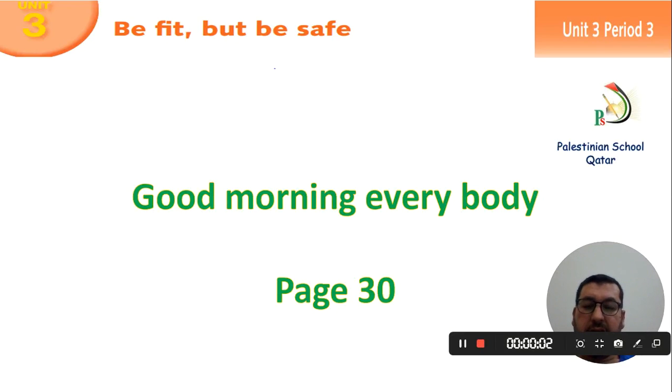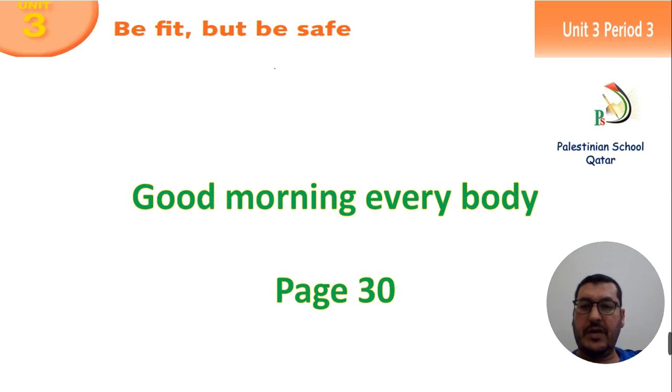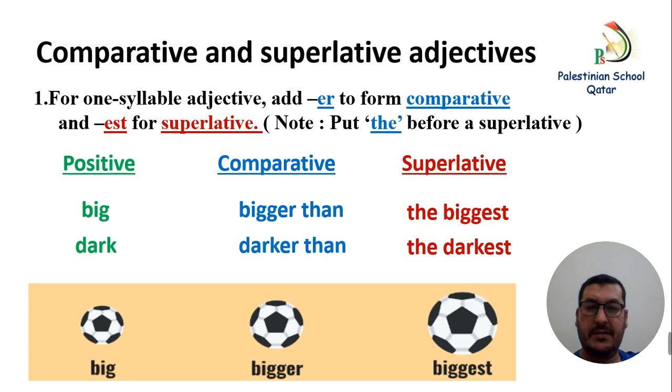Welcome everybody. Hello. We have English class, grade 9, unit 3, be fit but be safe. So today we have period number 3, page 30. Let's start with our lesson, grammar. We today will talk about comparative and superlative adjectives.